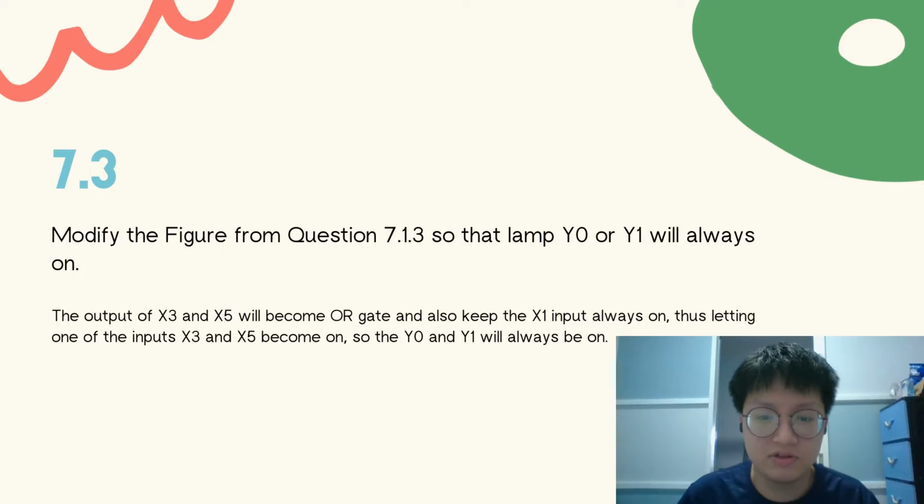Thank you. Hi, now for question 7.3. We modify the figure from question 7.1.3 so that Y0 and Y1 will always be on. In conclusion, we just need to keep the S1 input always on and let one of the inputs S3 and S5 be on. So Y0 and Y1 will always be on. So that's all for 7.3.